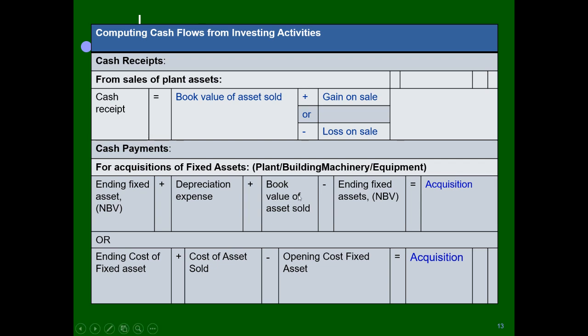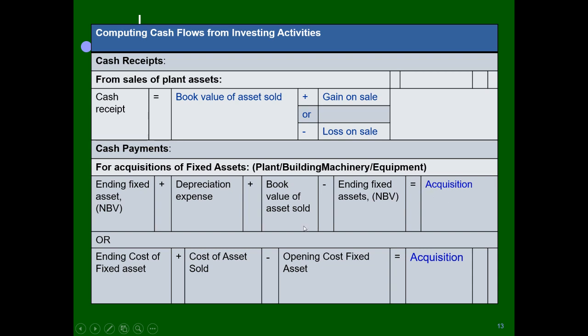So if there is the amount, you have to add the book value of asset sold, and then minus the ending fixed asset. The ending fixed asset is the total net book value of the asset. So you add the ending fixed asset with depreciation expense and book value of the asset sold, and minus the ending fixed asset, you will get the amount of acquisition.